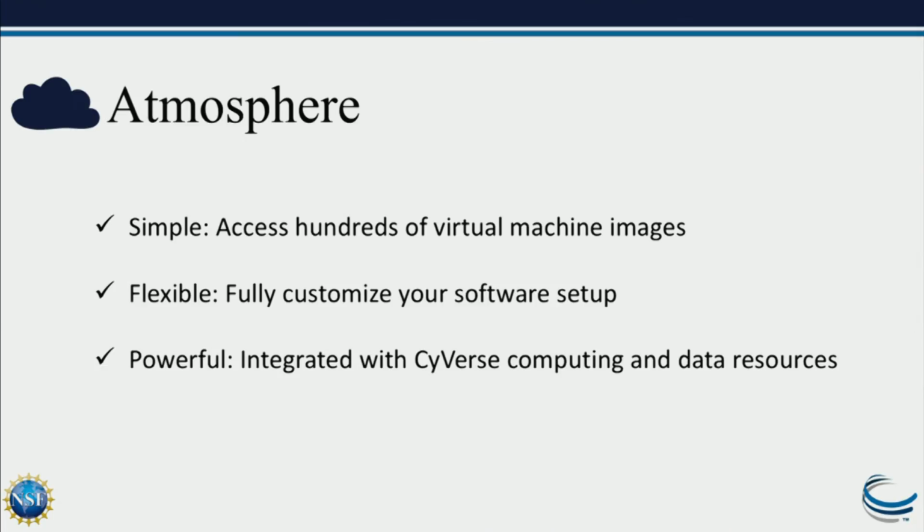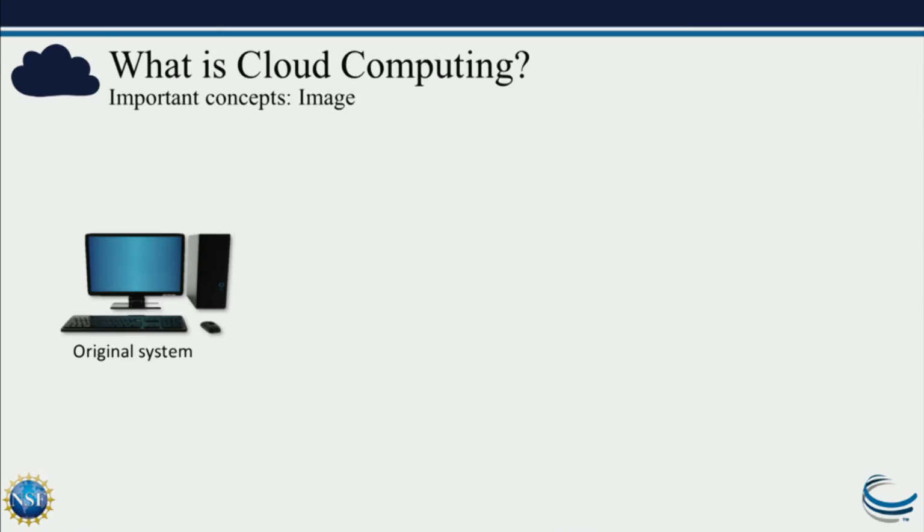Okay, Atmosphere. And I'll also describe this too because some of us have not really used cloud computing in the sense for scientific analysis. Atmosphere gives you access to what we call virtual machine images, and I'm going to define and describe that in a moment. It allows you to really customize your software setup, and again, it's integrated with everything else that we provide. So to define cloud computing, I'm going to give you two pieces of information, or two vocabulary words, terms, if you will. The first one is called an image.